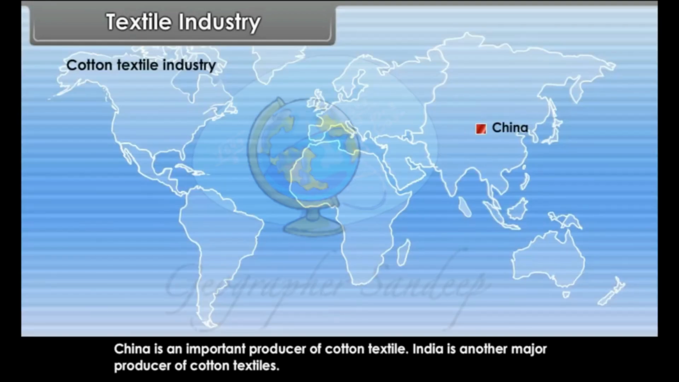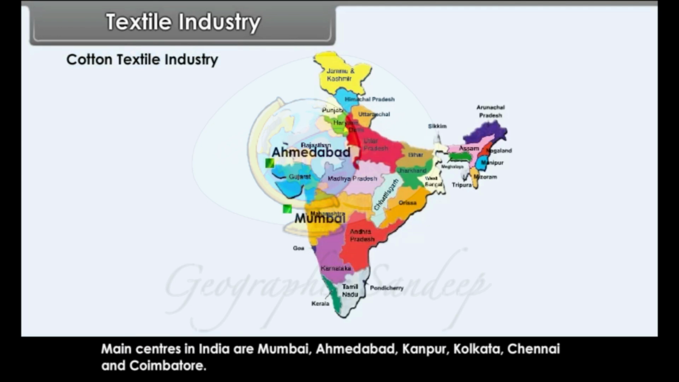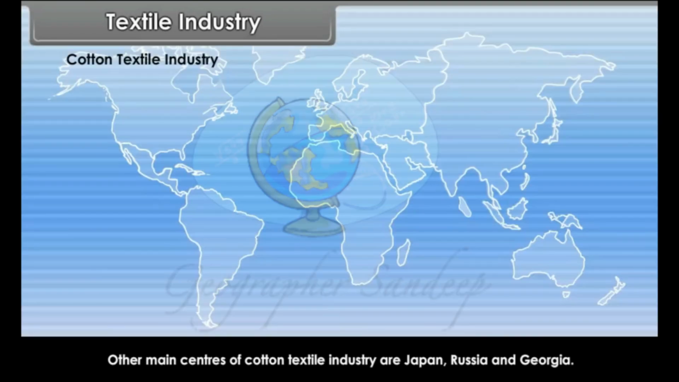China is an important producer of cotton textile. India is another major producer of cotton textiles. Main centers in India are Mumbai, Ahmedabad, Kanpur, Kolkata, Chennai and Coimbatore. Other main centers of cotton textile industry are Japan, Russia and Georgia.